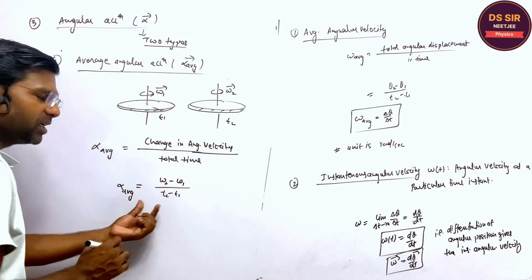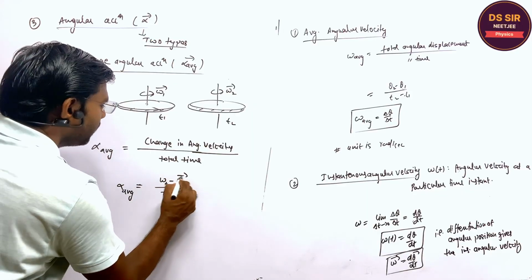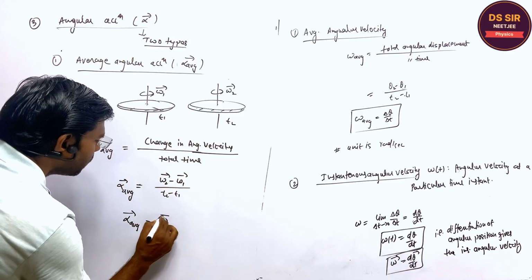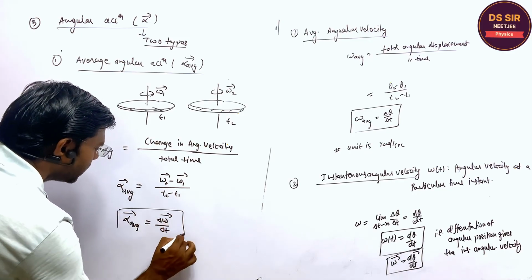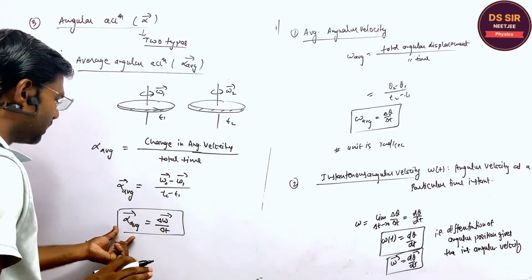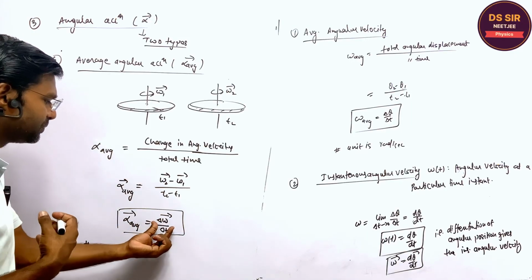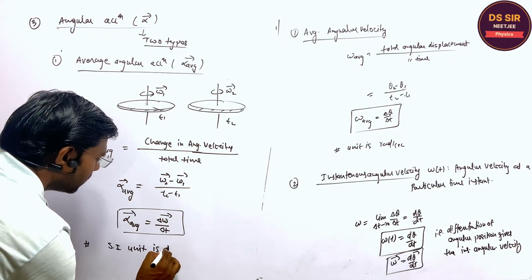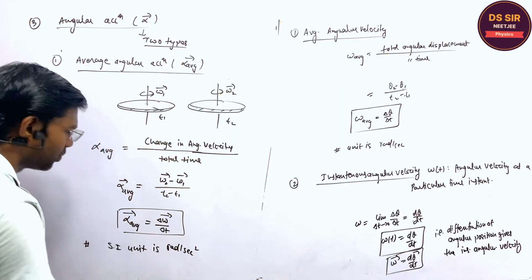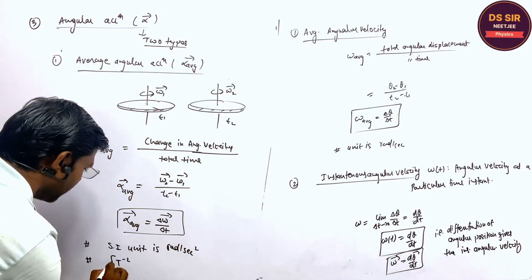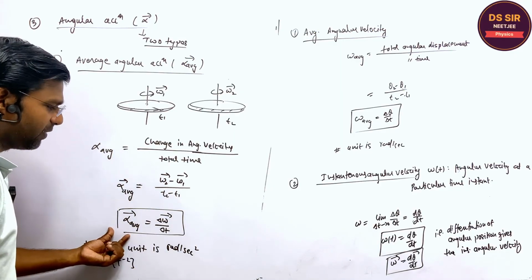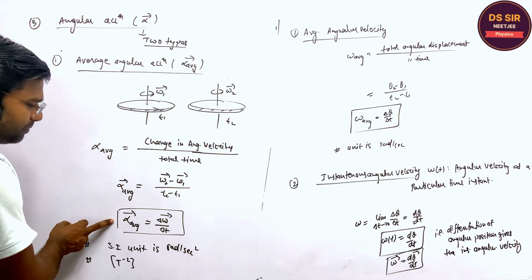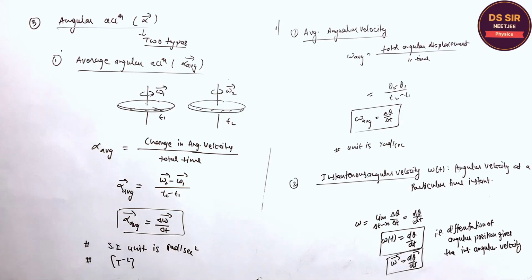Angular velocity itself is a vector quantity, so the average angular acceleration is also a vector quantity. Is it clear or not? The direction, I will explain. The SI unit is radian per second square. This is t2 minus t1. It is a vector quantity and its direction is given by the right hand thumb rule. How the direction comes, I will explain. First copy this.